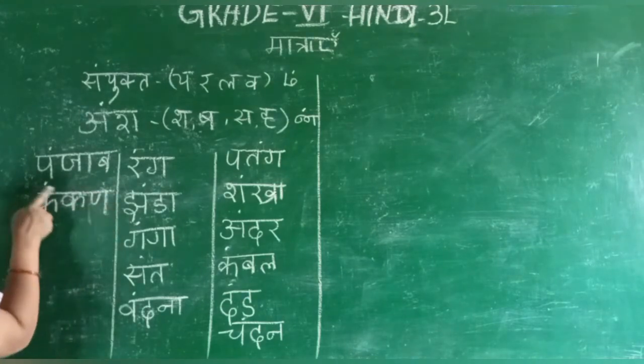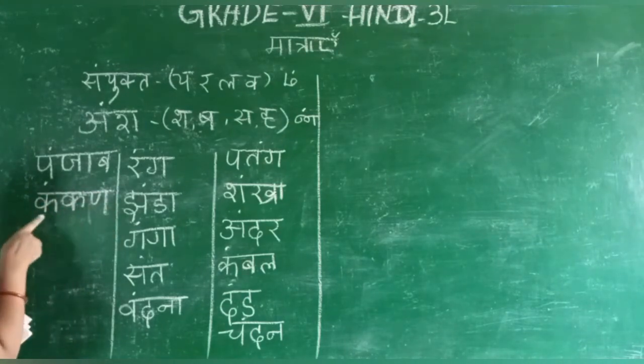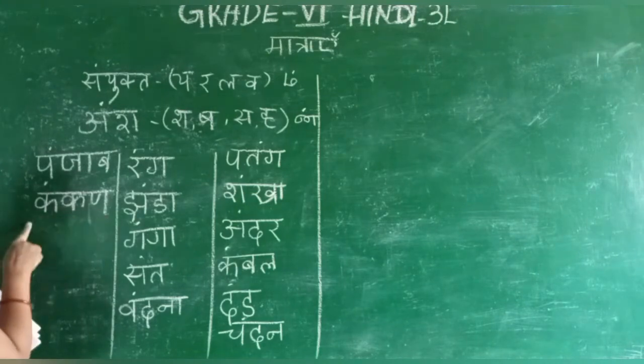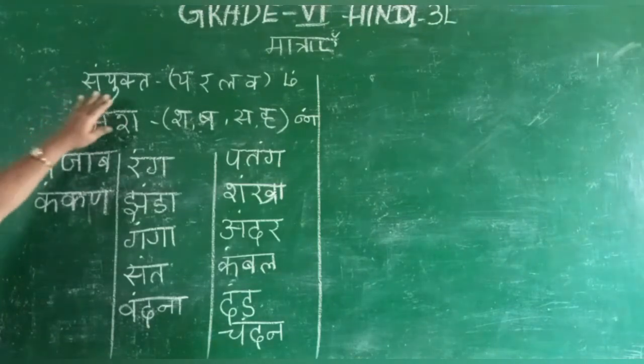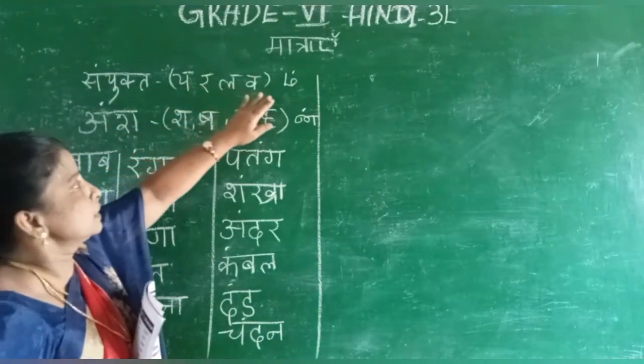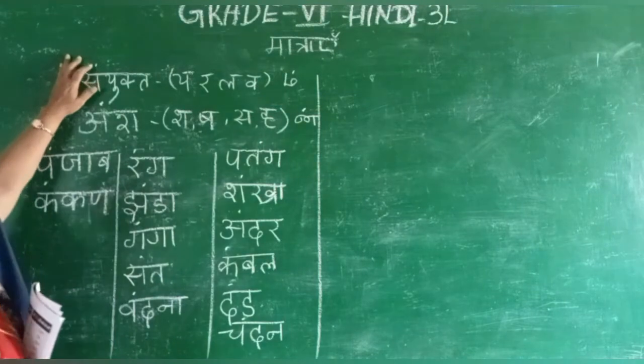Ka. After the dot, which letter? The same ka. Ka, im, ka, na, kankan. I hope you understood this one. These are the rules that I told you. After the dot, what is the sound in the symbol of the dotted letters?